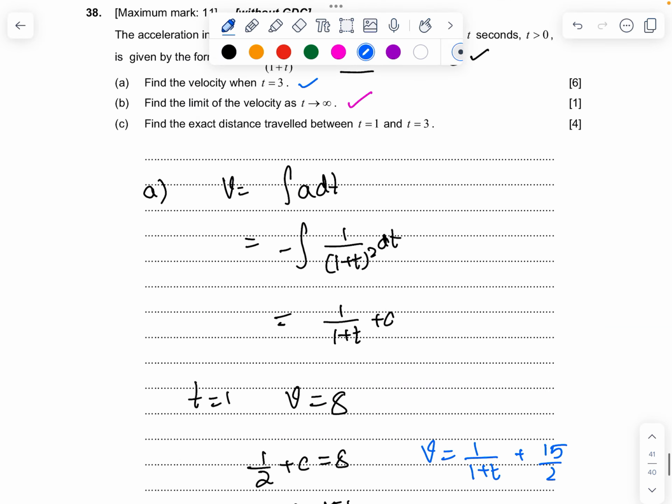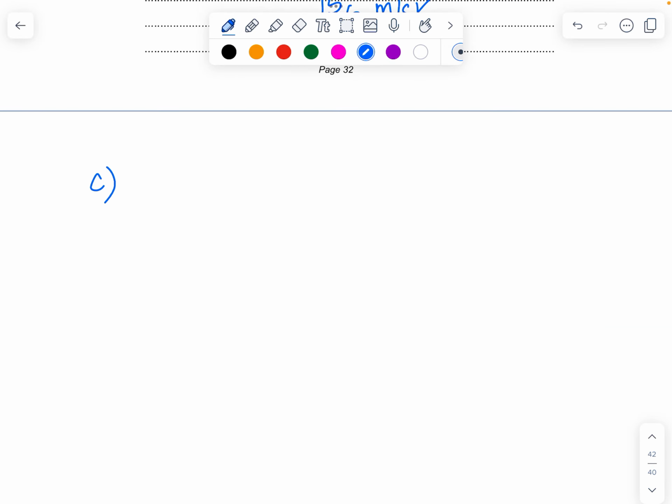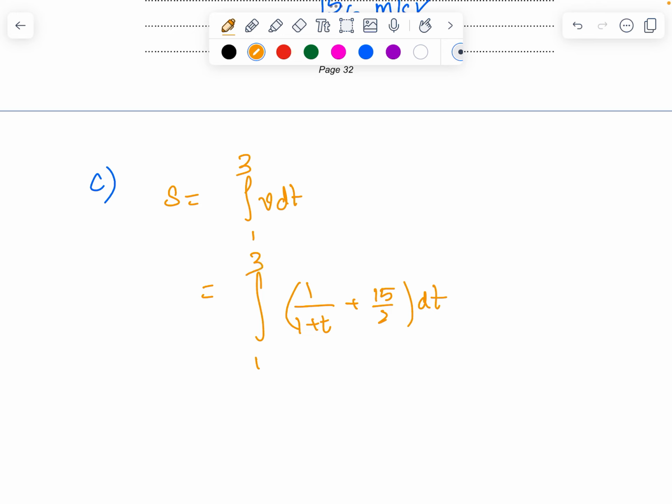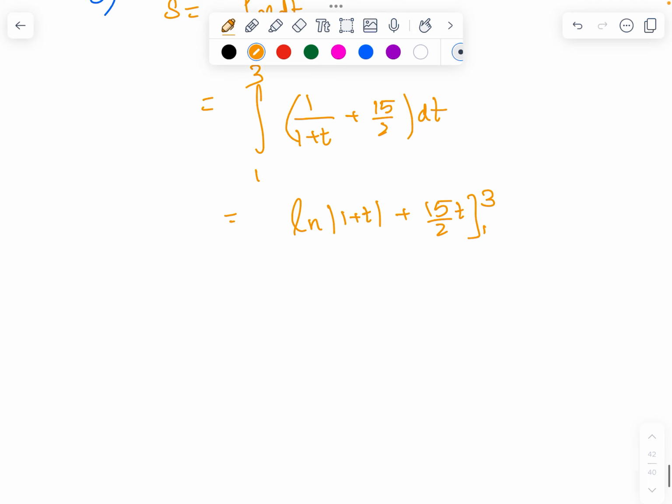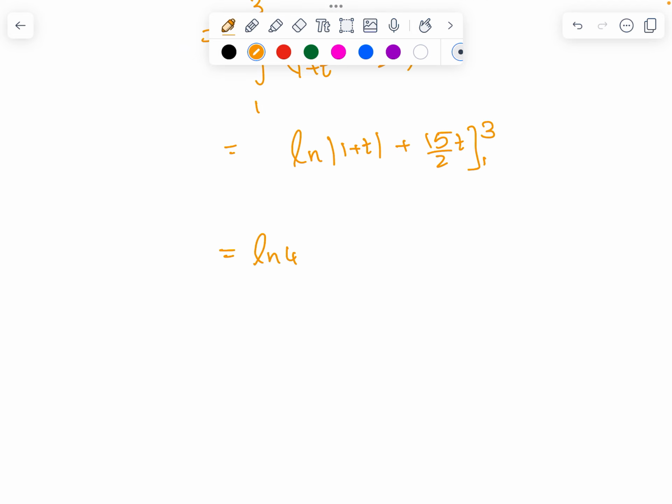Lastly, part C, find the exact distance from t equals to 1 to 3. So distance equals to integral of v dt from 1 to 3. So integral of 1 upon 1 plus t plus 15 upon 2 dt from 1 to 3. So which is ln 1 plus t plus 15 upon 2 t from 1 to 3. So what do I get it out? I'll be getting it out ln 4 plus 45 upon 2 minus ln 2 minus 15 upon 2. Simplify that, you should be getting ln 2 plus 15 meters. That's going to be the answer.